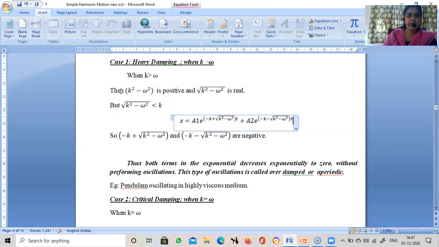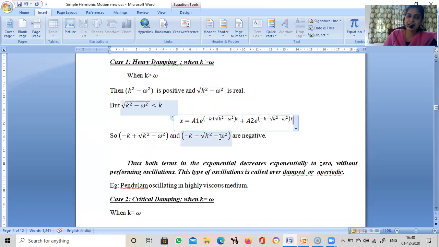In this equation, if k is greater than omega, we know that k square minus omega square is a positive value, and therefore root of k square minus omega square is real. And root of k square minus omega square is less than k. So if we put these conditions in the general solution, minus k plus root of k square minus omega square is minus k plus a small value, so the result will be negative.